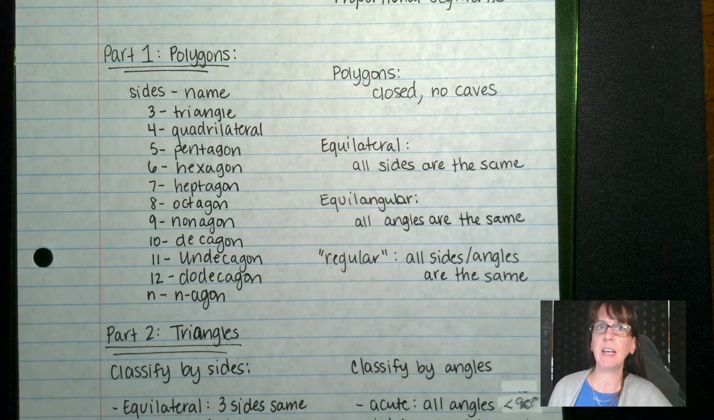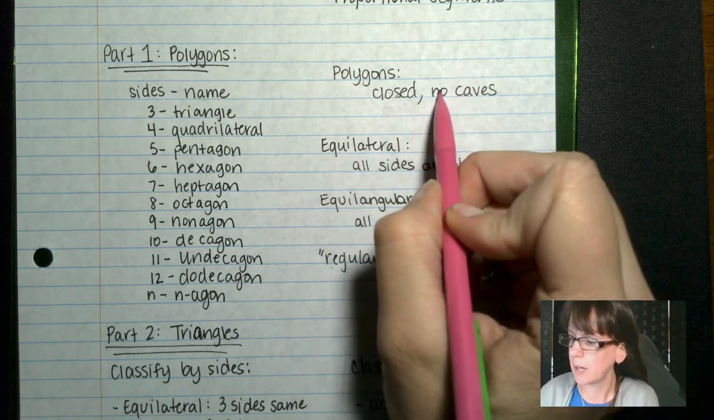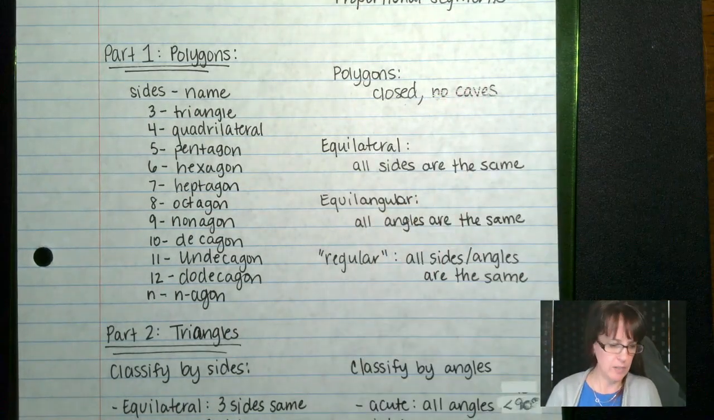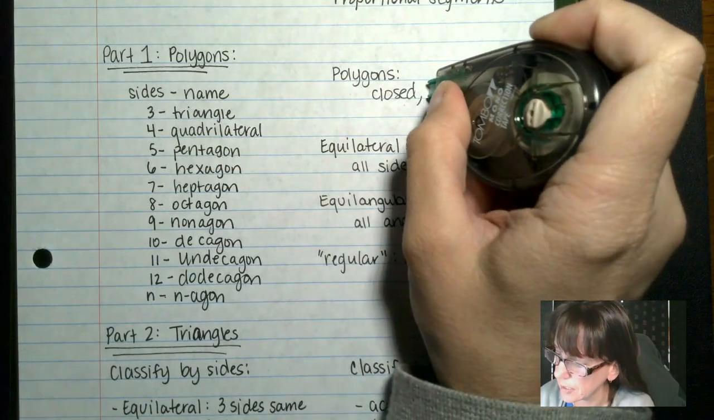You can have a concave polygon. I don't know why I wrote that in there. Let's ignore that. Disregard that information. Look at that. Whiteout is magnificent.